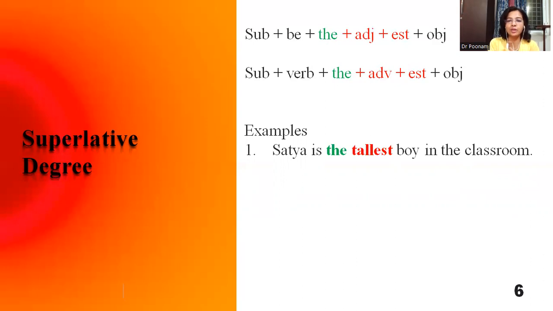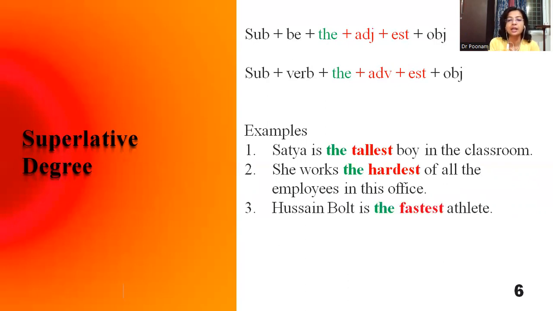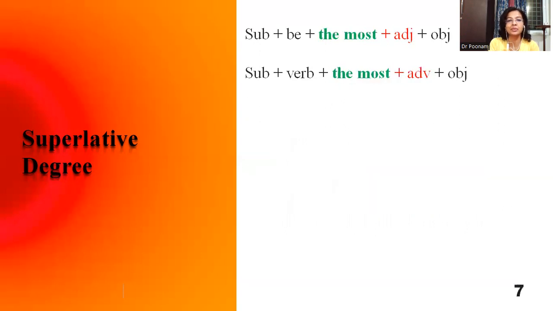The words which you have to catch here to identify if the sentence is superlative or not are the and adjective plus est. So we have here the, tall is adjective and est makes it superlative. She works the hardest of all the employees in the office. Again, the hardest. Usain Bolt is the fastest athlete. Again, the fastest.